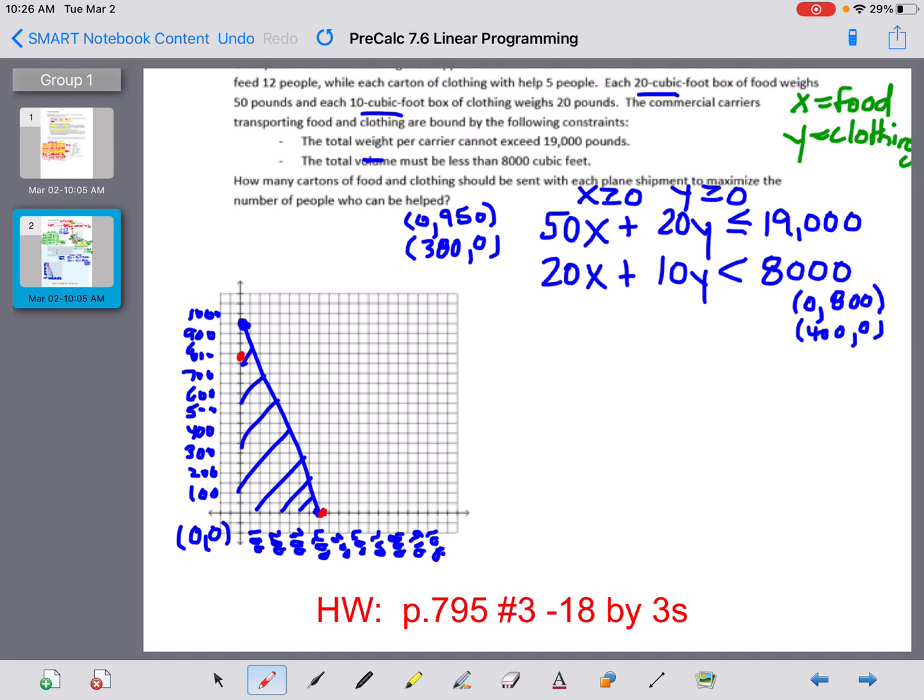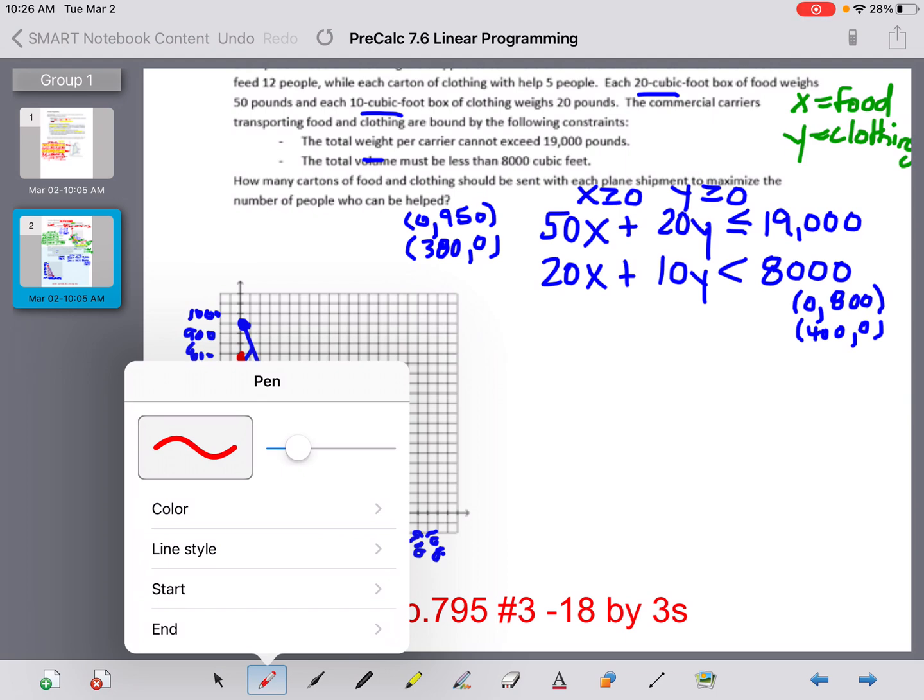Okay, the last one was at 380, right? So we are going a little bit farther over. Okay, and if I plug in 0 and 0, is 0 less than 8,000? Yes, this one also shades underneath. Okay, so where is my overlap? This is where we have to be careful.